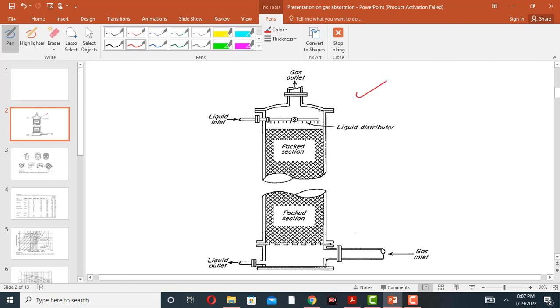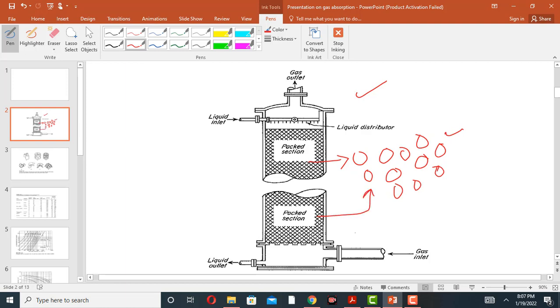In a packed bed tower the packing materials are present. These are the packing materials. It can be a raschig ring, it can be plastic, it can be a berl saddle, it can be any packing material, it can be ceramic materials.